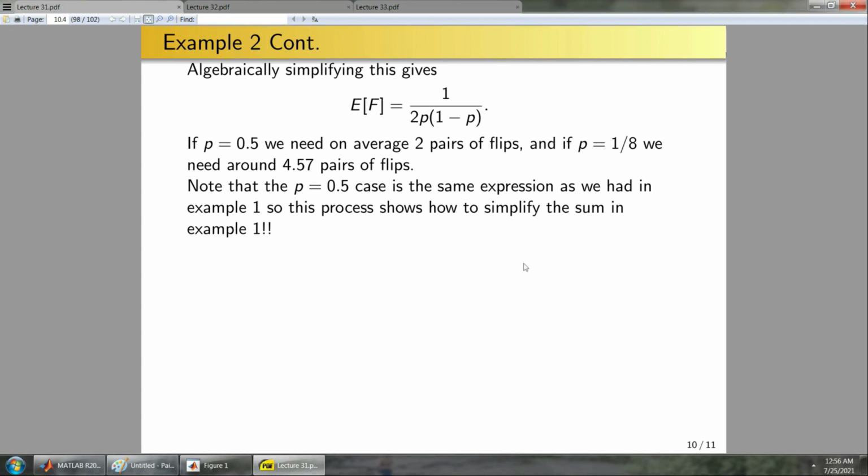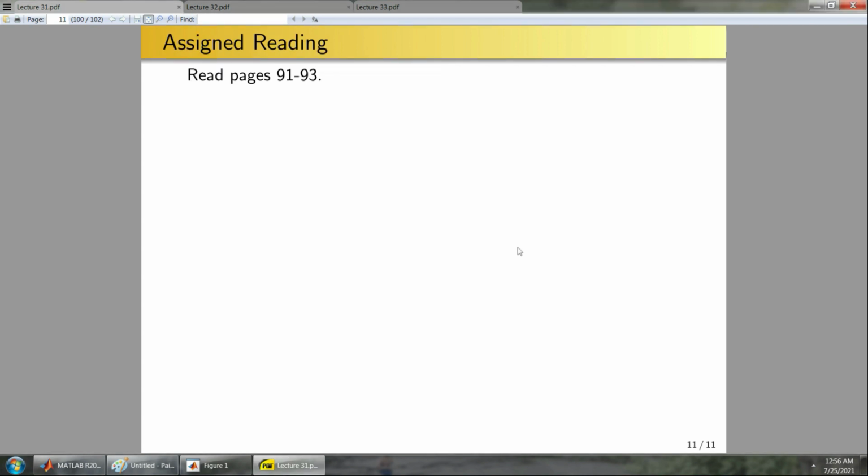Okay, so now we have some assigned reading. I want you to read pages 91 through 93. The main things to get out of that are the examples that I went through, or some of the details if you wanted, like the details for simplifying that algebraic step I skipped over, that's presented in the text.